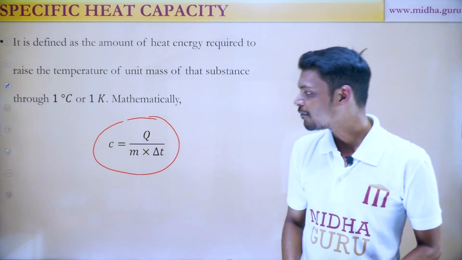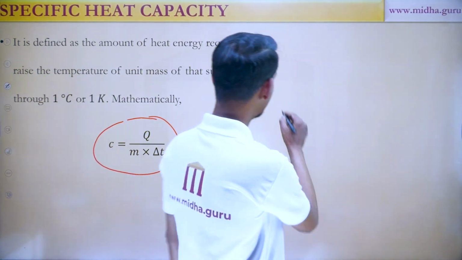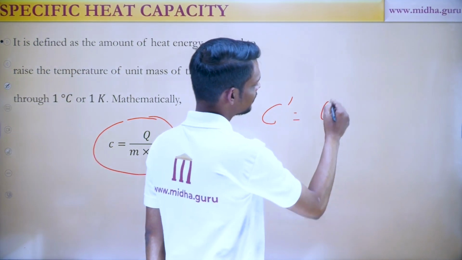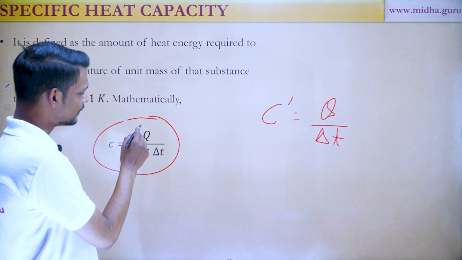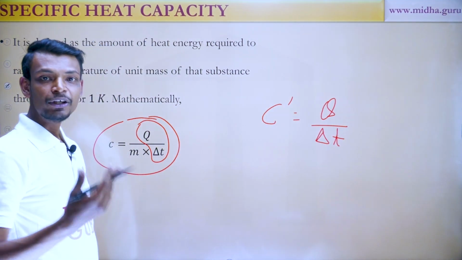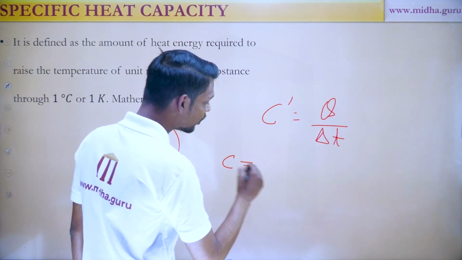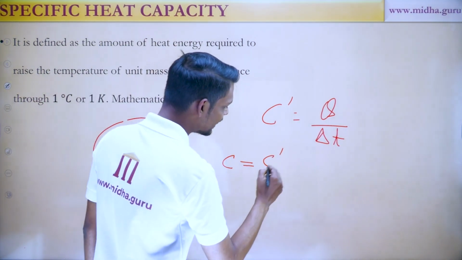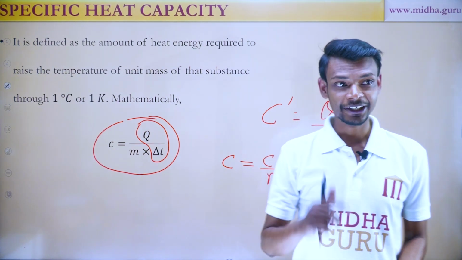Now, since we have already seen the heat capacity and we know that heat capacity C dash is nothing but Q divided by delta T, I can clearly substitute this Q divided by delta T with C dash, and I'll get a new formula of specific heat capacity, that will be small c equal to C dash by m.